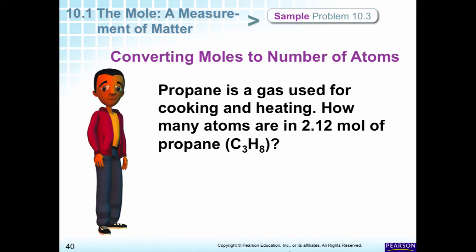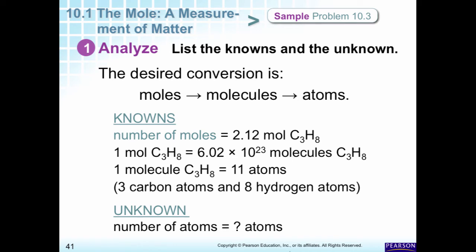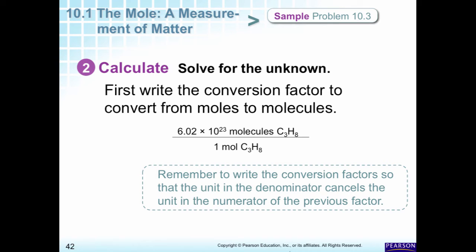So let's see how we're going to do that. What do we know? We know we have 2.12 moles to start with. We know that 1 mole is 6.02 times 10 to the 23, and one molecule has 11 atoms. We want to know the total number of atoms. So first, write the conversion factor to convert the moles to molecules.